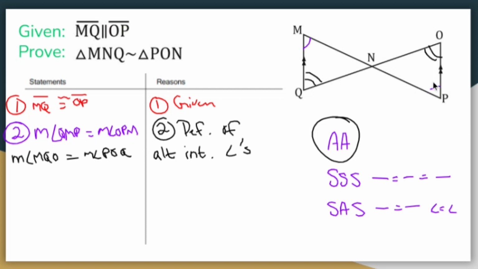Oh, these angles are the same? These angles are the same? And all I have to do is prove that they're similar? Then they're similar. MNQ is similar to PON, and that's using AA. And that's it.